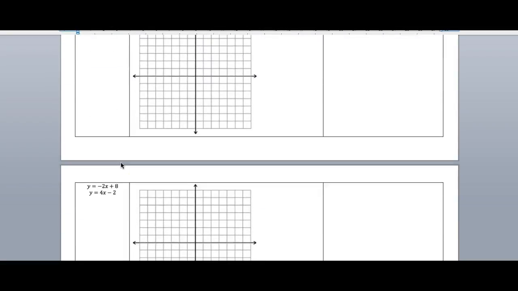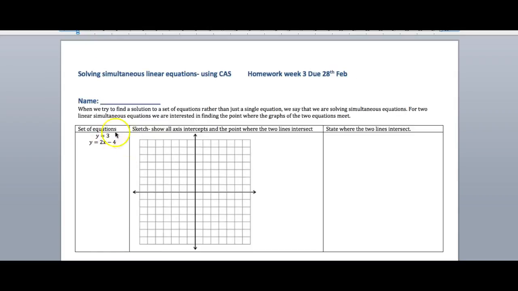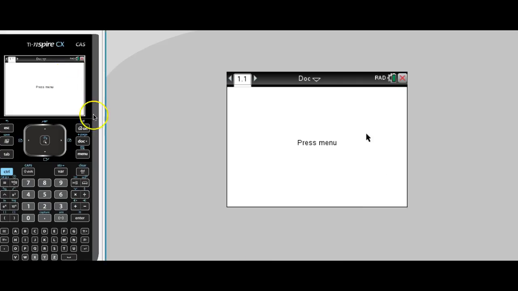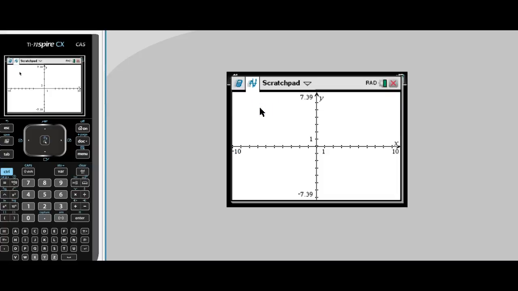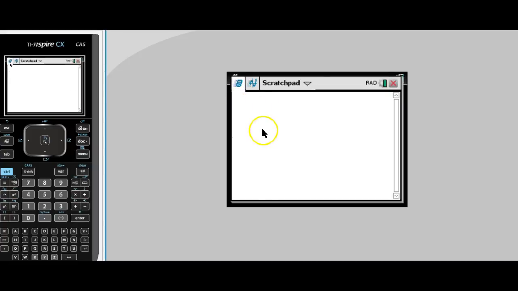So for each row in this worksheet, you have a set of 2 equations. You have to show where the 2 lines intersect, and also the axes intercepts, and then state where the 2 lines intersect. So we'll do that on CAS. So I'm going to get the calculator up now. Okay, so we'll do graphing in a sec.